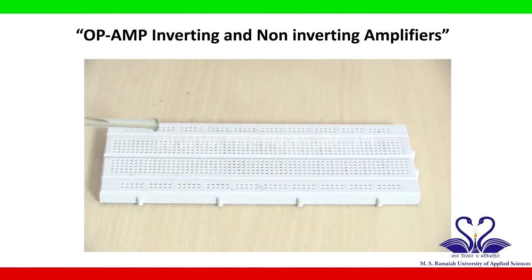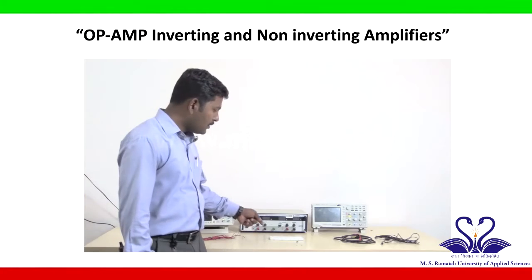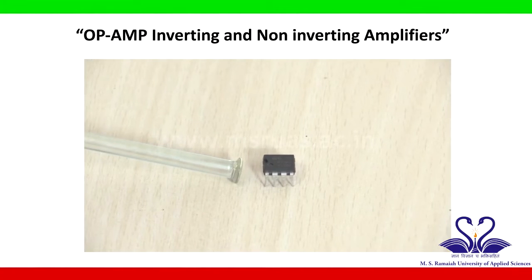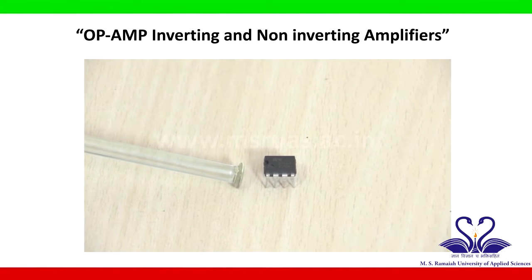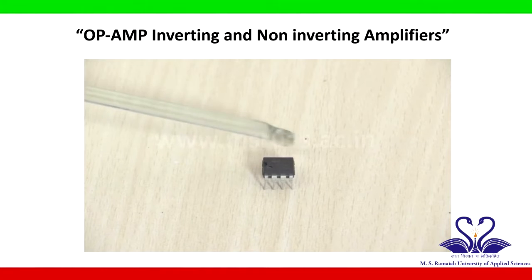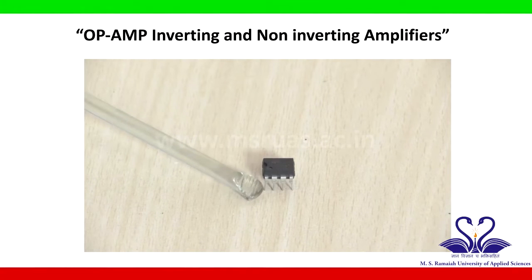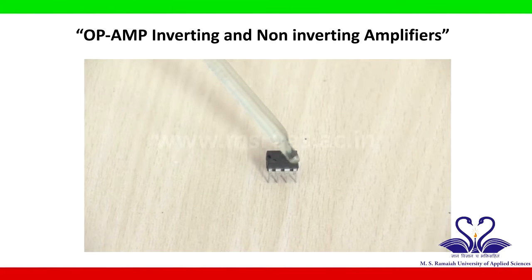Breadboard. This is breadboard. It is used to connect different components on it. Op-amp. This is μA741 op-amp IC. This is an 8-pin IC. On one side it has 4 pins and on the other side it has 4 pins. On the top of it you find a notch. Just beside the notch there is a dot. The dot indicates that pin is pin number 1. For example, this is pin number 1. Next to this is pin number 2, 3 and 4.